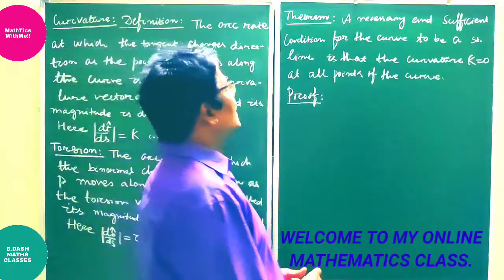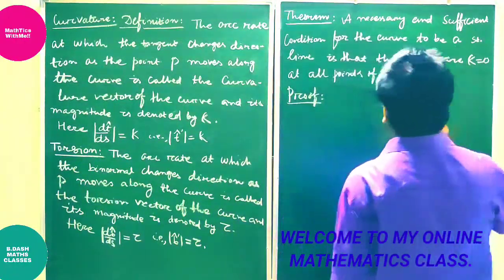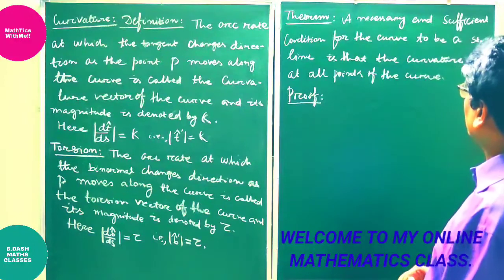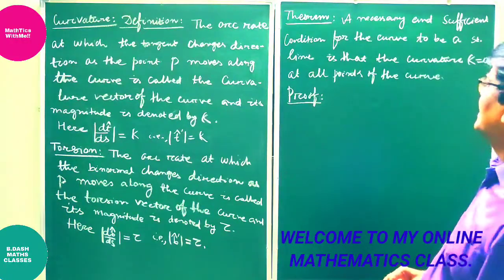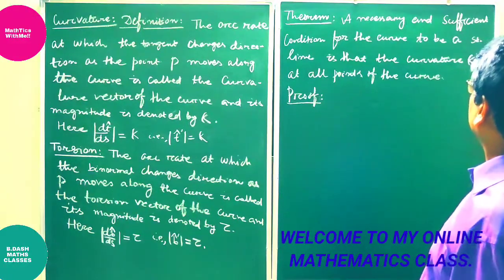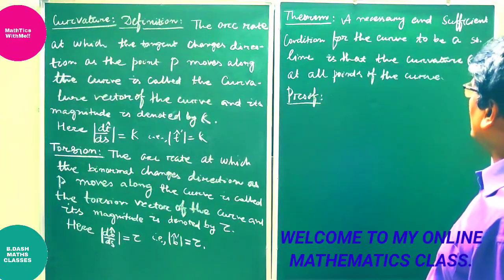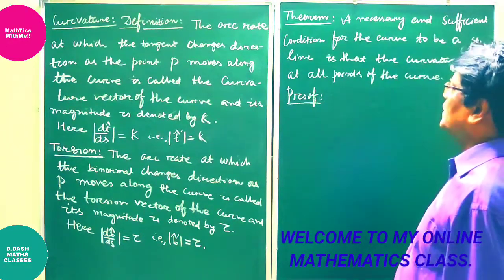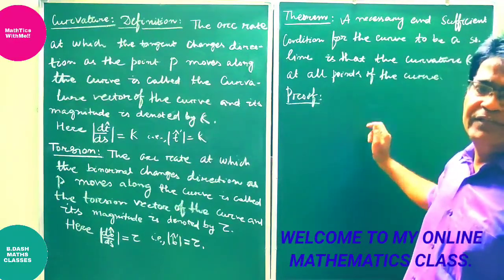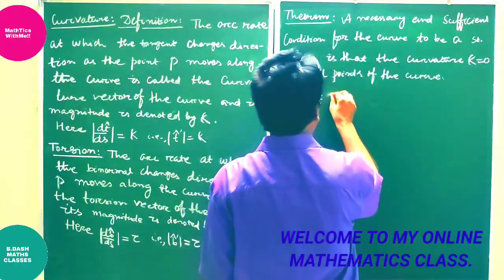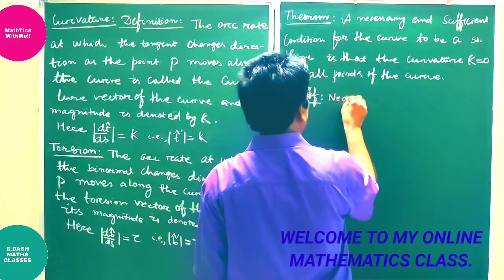Now a theorem: a necessary and sufficient condition for the curve to be a straight line is that the curvature kappa is equal to 0 at all points of the curve. Let us prove this theorem now. Proof of the necessary condition.